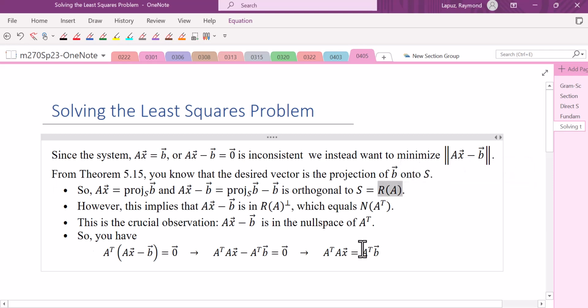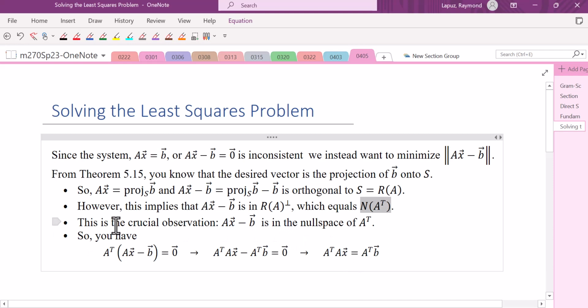the column space of A, which happens to be the null space of A transpose, as we learned. The column space of A and the null space of A transpose are orthogonal complements, and their direct sum adds up to Rm.